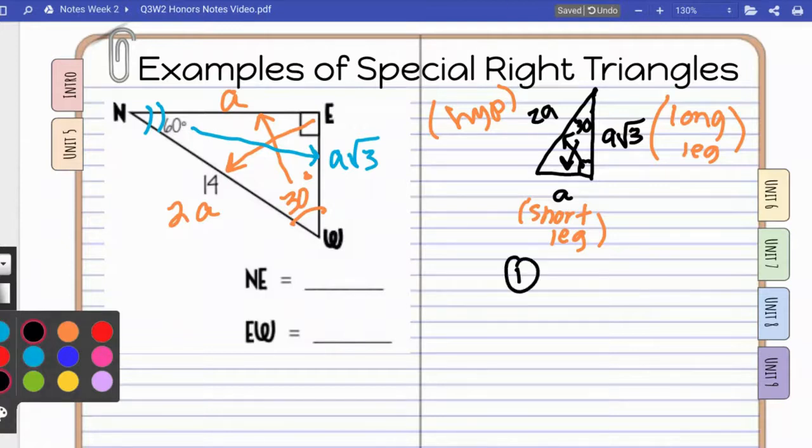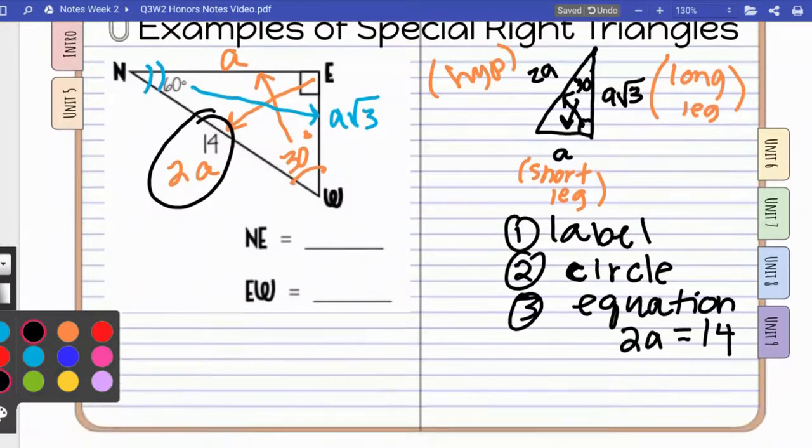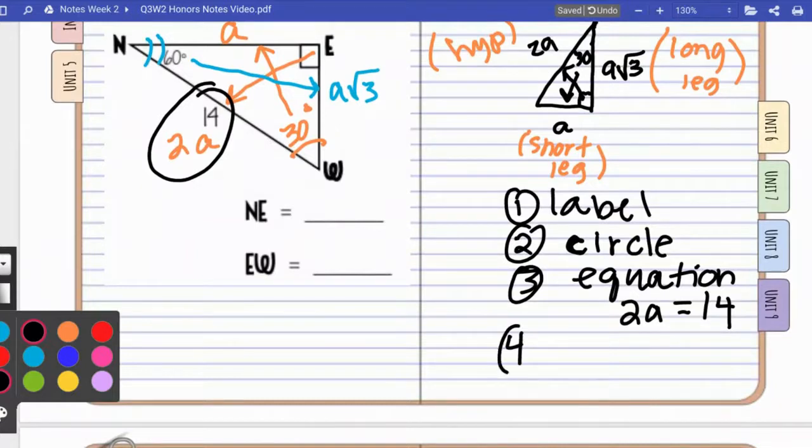Okay, so step 1, label. Step 2, we need to circle our given. So our given here is the hypotenuse, the double A, which is 14. So step 3 is your equation, or you can use your common sense. We know that 2A is equal to 14. Step 4, solve. Well, if 2 times A is equal to 14, divide both sides by 2, and you get A has to be 7.